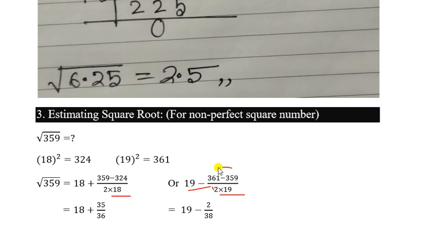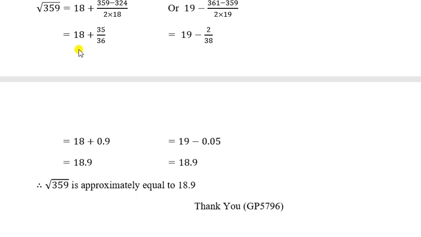Always you have to subtract from the larger number. Then in the same way you calculate, and you'll get 18.9. Here also you'll get 18.95 or something. Here you'll get 18.97. For a non-perfect square number, you always get an approximate value. It is not an exact value. Remember this. So we choose approximately 18.9. In this way you can find the square root of any non-perfect square number.